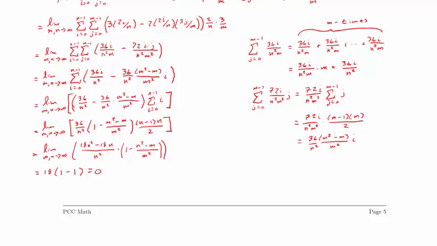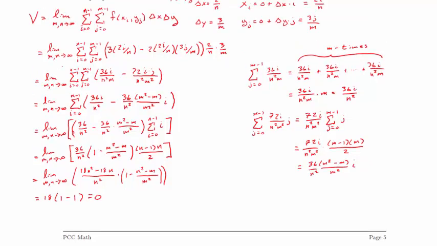Okay, so going back to our volume here, we had that our volume equals a limit as m and n go to infinity of the sum from i equals 0 to n minus 1, j equals 0 to m minus 1 of 36i over n squared m minus 72i times j over n squared m squared. We've now worked out the sums of the 36i over n squared m to be 36i over n squared, and the sum from j equals 0 to m minus 1 of 72i times j over n squared m squared to be 36 over n squared times m squared minus m over m squared times i.